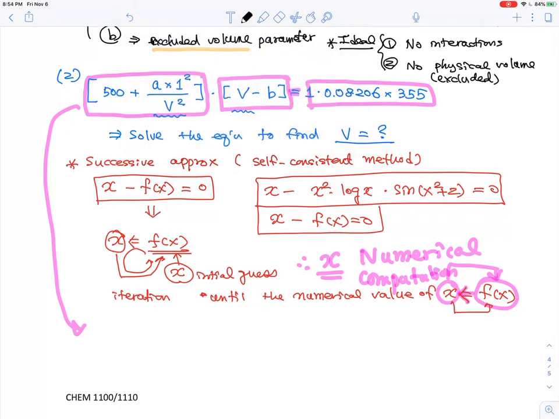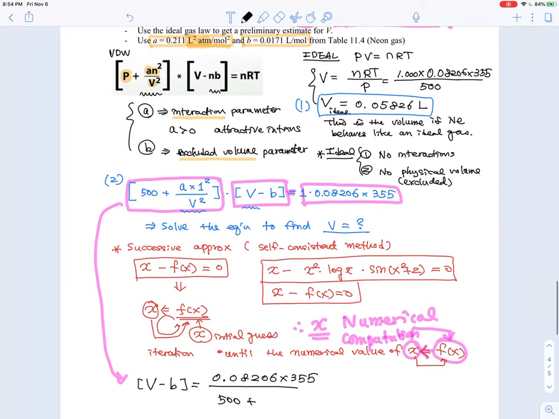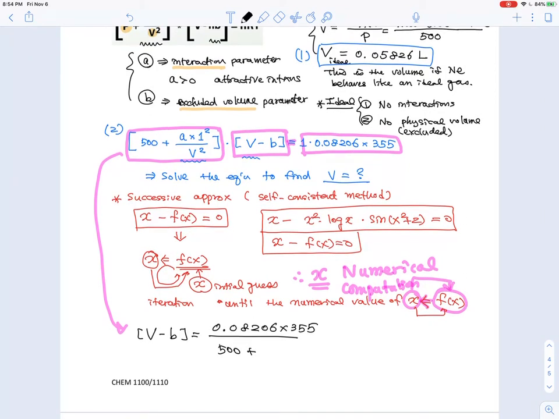I can rearrange that: volume minus B equal to 0.08206 times 355, and then 500 plus, which is what's the value of my A? Yes, that's a 0.211, so 0.211 and 1 over V square.